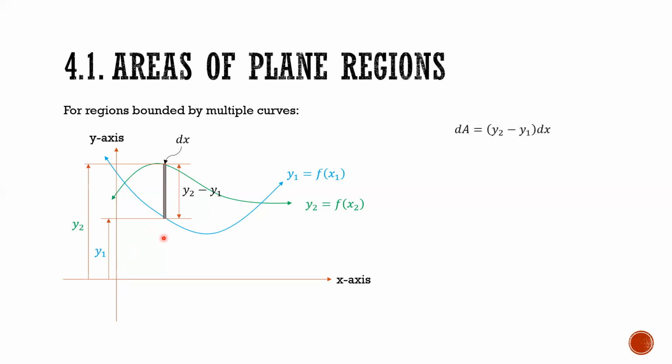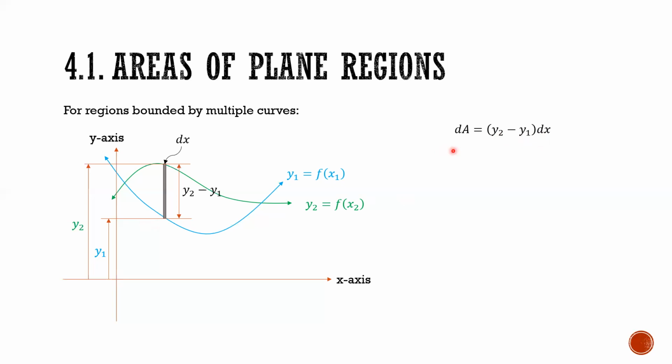So therefore, the height is going to be the difference of y sub 2 minus y sub 1. Thus, the area of this small rectangular element is going to be, this is the base, dx, and this is the height, y2 minus y sub 1. Note that if y sub 1 is 0, we would be having the same equation as in the previous slide. In this case, however, y sub 1 is not equal to 0 because it has a particular curve representing the lower boundary of this element.